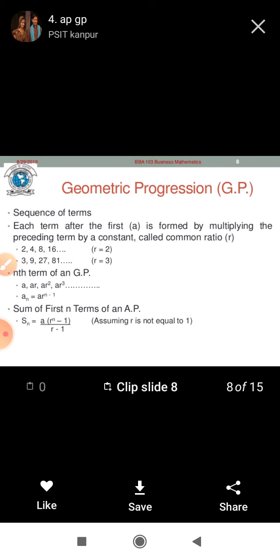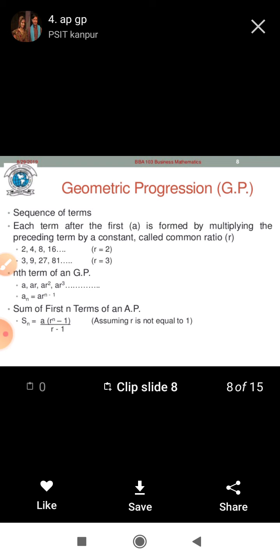In a similar way, 3, 9, 27 and 81. Here the common ratio will be 3. It is because if we multiply by 3 successively, we get the same series.